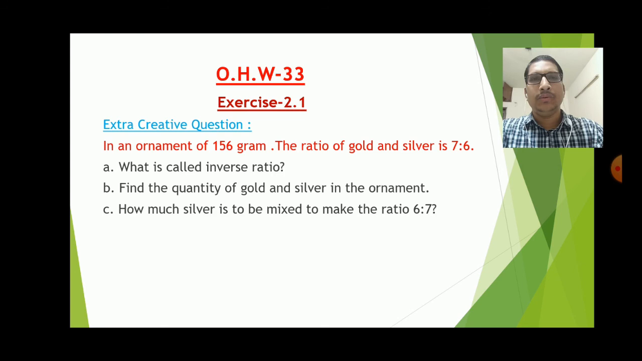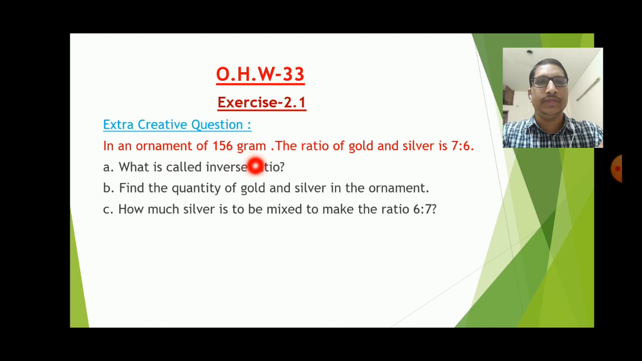Okay, now OSW number 33, exercise 2.1, extra creative question. In an ornament of 156 gram, the ratio of gold and silver is 7:6. First question, what is called inverse ratio? Second question, find the quantity of gold and silver in the ornament. Third question, how much silver is to be mixed to make the ratio 6:7? Already we have done this question and you will do it in your HW copy. After that you will submit on time.